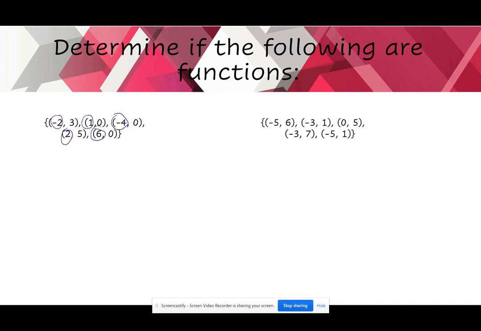In this first one, we have -2, 1, -4, 2, and 6. Nothing repeats, so this is a function. Now, these zeros all repeated, but those are all y values, so they are allowed to repeat. Over here, we have -5, -3, 0, -3, and -5. This one is not a function because we have two -5s and two -3s.